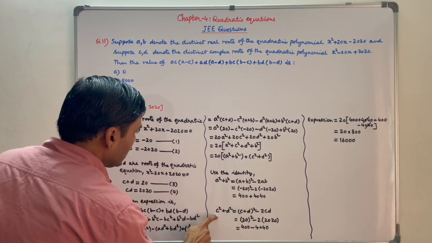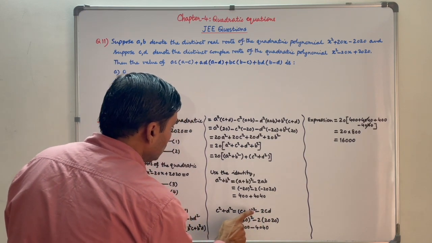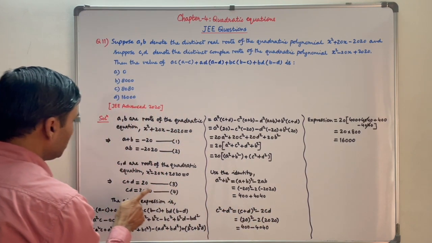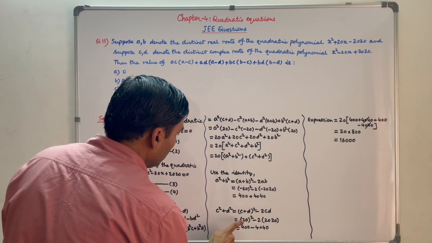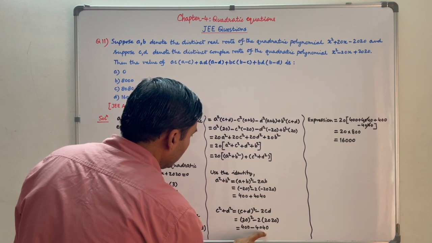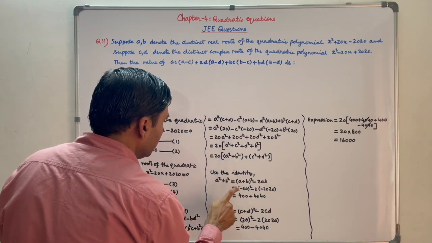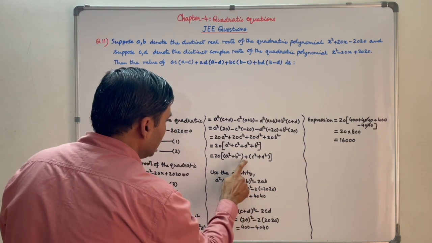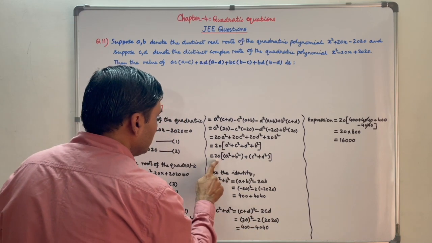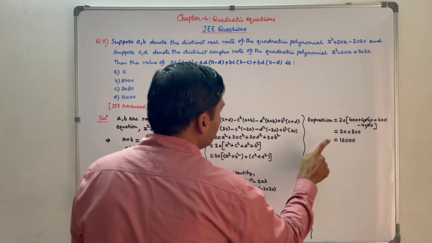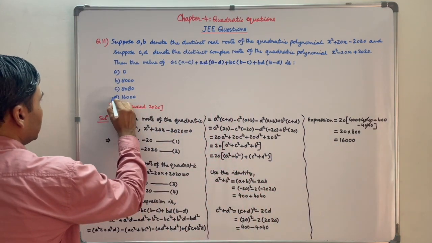Similarly, C square plus D square is equal to C plus D whole square minus 2CD. Value of C plus D and CD we will put from equation number 3 and 4. So C square plus D square is equal to 400 minus 40. So the value of expression will be 20 into A square plus B square is 400 plus 40 plus C square plus D square will be 400 minus 40. So finally, value of the expression comes out to be equal to 16,000. So option D is correct.